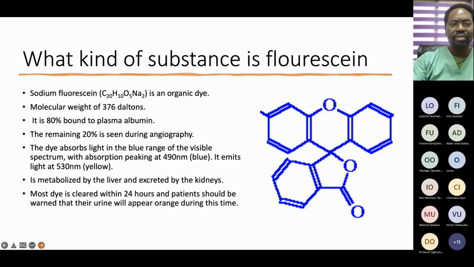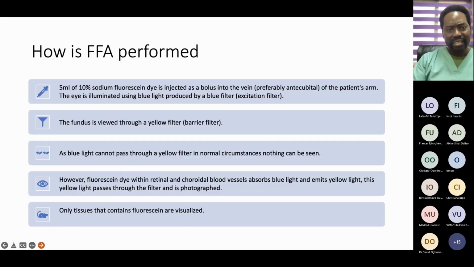Now, sodium fluorescein has a molecular weight of 376 daltons. It is 80% bound to plasma albumin. So what we see during angiography is just the 20% that is in circulation. Generally there are two main concentrations of fluorescein we see around: the 10% and the 20%. Usually what we use mostly is 5 mL of 10% injected into the veins, and you have to have a fundus camera that has facilities for fluorescein angiography, that is, the filters that are present.